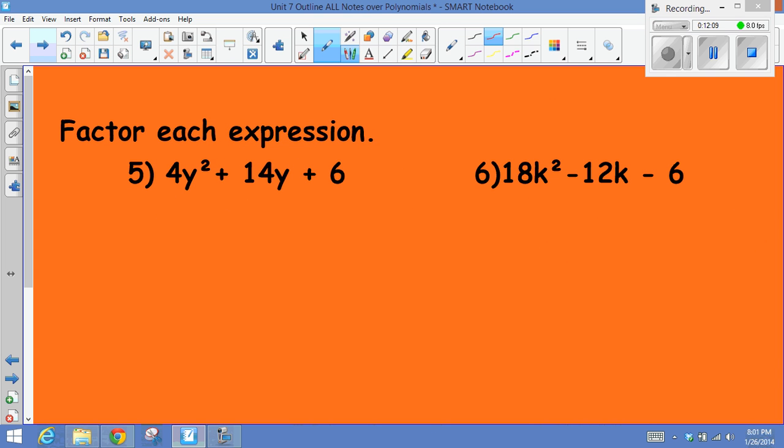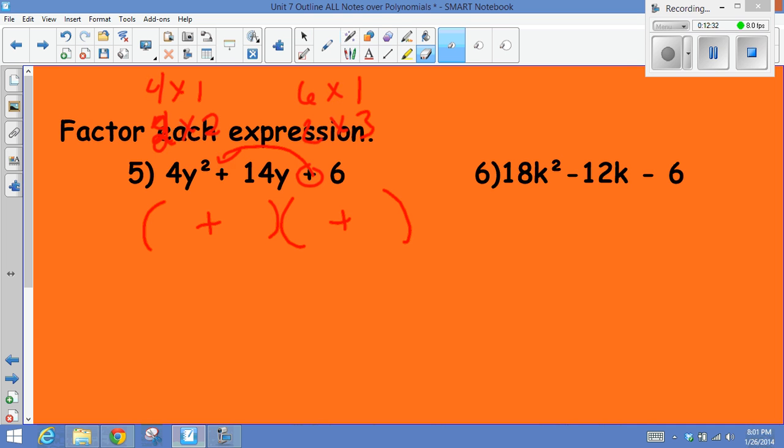This one is a positive, so I'm going to have 2 signs that are the same. I'm going to look back here, and that's positive, so I know they're both positive. Again, multiples of 6 are 6 and 1 and 2 and 3, so I've got a couple options now. And then up here, I've got 4 times 1 and 2 times 2. So I really could have a lot of different combinations here.